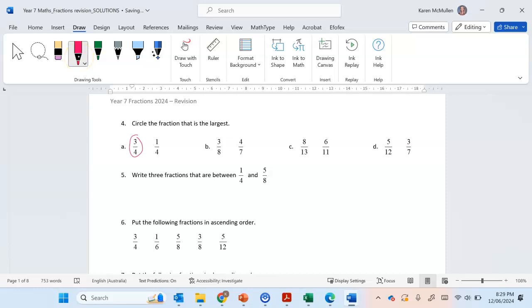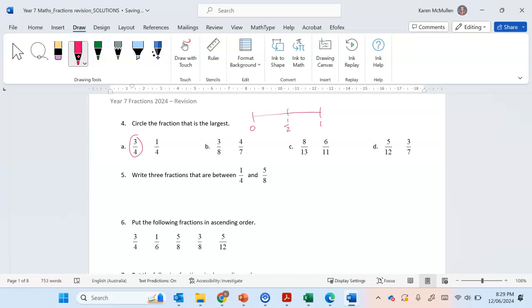Now 3/8 and 4/7, so you could change your denominator. All right, so you would have to change it to 8 times 7, which is 56. But I think one like this, it's probably better to think about where they would fit on a number line. So all proper fractions go from 0 to 1. All right, and we know half is in the middle.